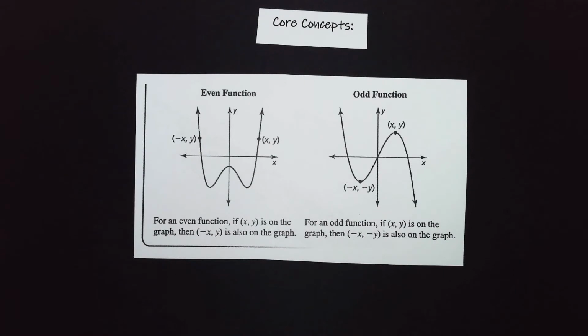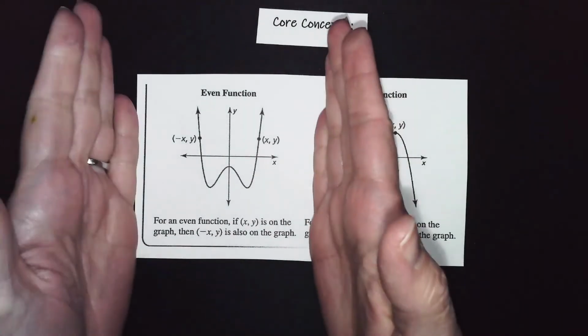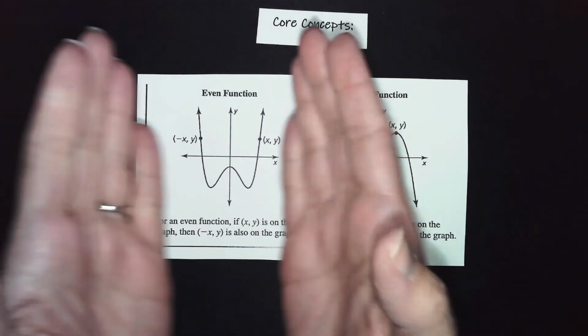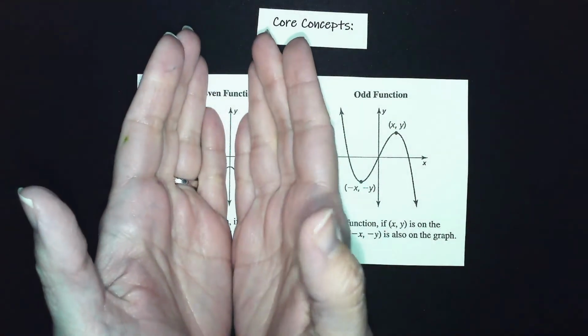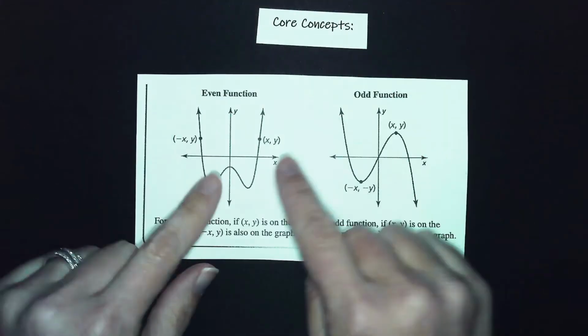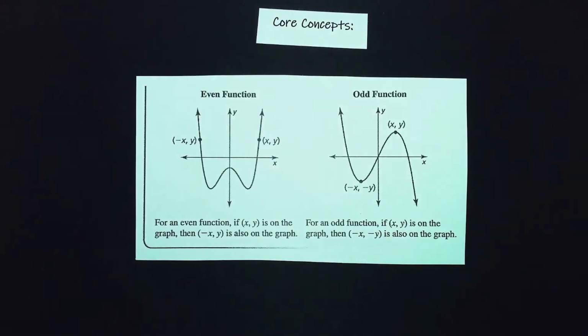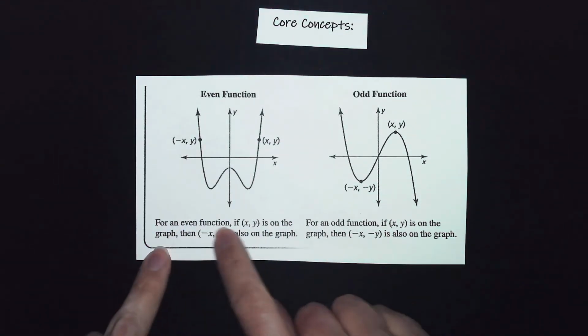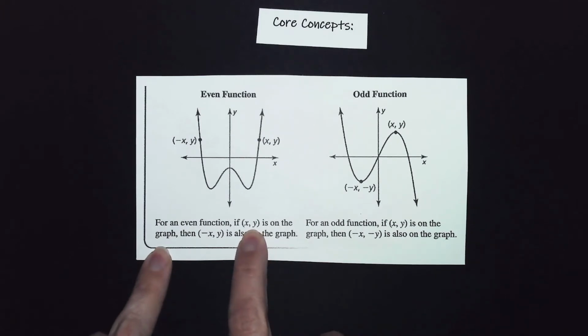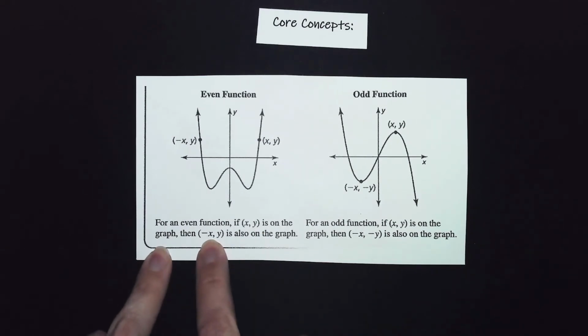All right, our core concepts. If I'm just looking at an even function here, if I were to fold it across the y-axis, these are the same on both sides. It's like a mirror. It's mirrored over. So that is the same for an even function. If x comma y is on the graph, then you know negative x comma y is also on the graph.